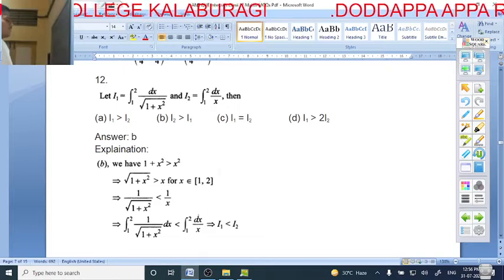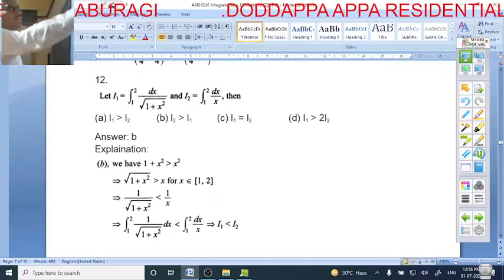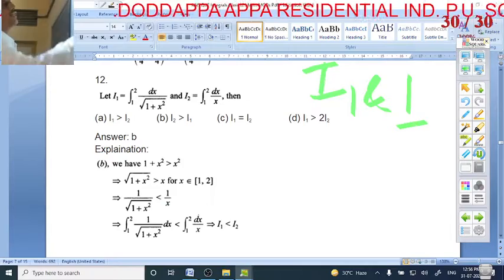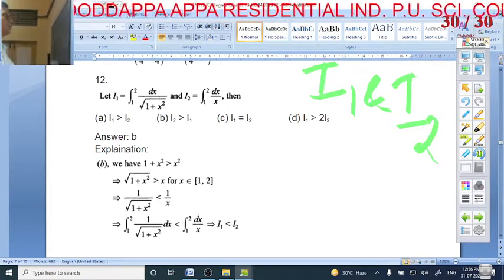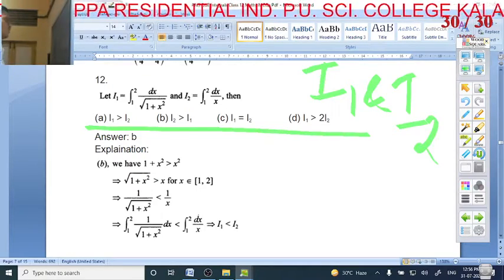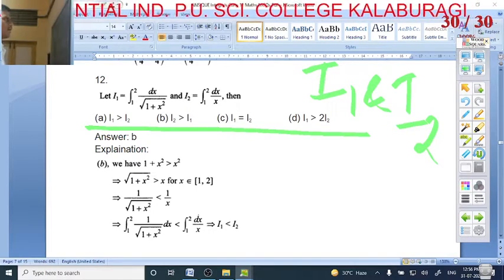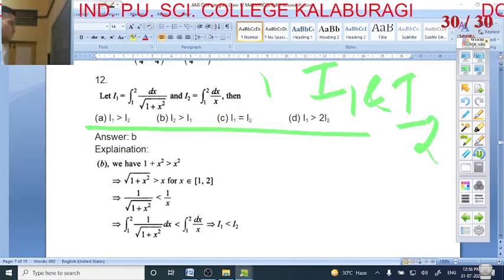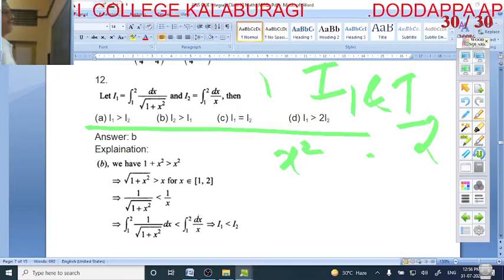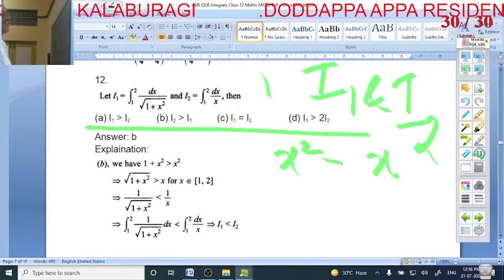So next is this example. Two integral values, I1 and I2, are given, and between these two we need to find which relation holds good. As the numerators of both the integrals are equal to 1, only the denominator plays an important role. Here you are seeing x square, both are equal. So here we need a greater, if we are taking the greater symbol, we can take greater.